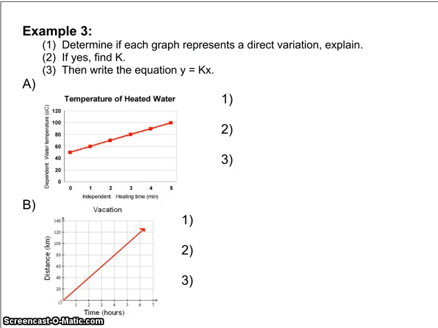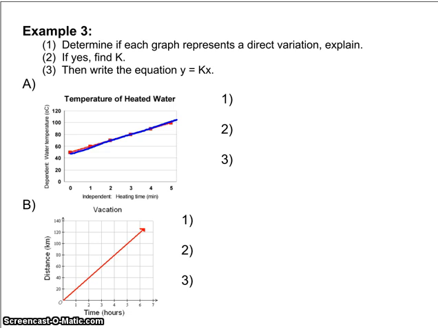Now, let's take a look at some graphs. Okay, so a little bit different way of looking at your data, but we are going to follow the exact same steps. Now, remember on Wednesday in class, yesterday in class, we talked about when there is a constant rate of change, your data forms a straight line. So this is really going to help us. It's actually going to make this type of problem a little bit quicker.